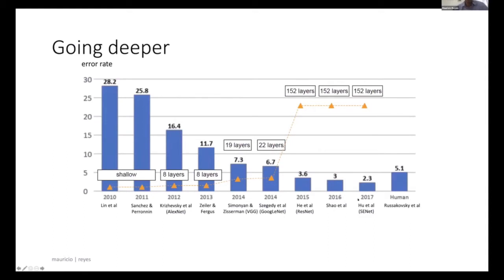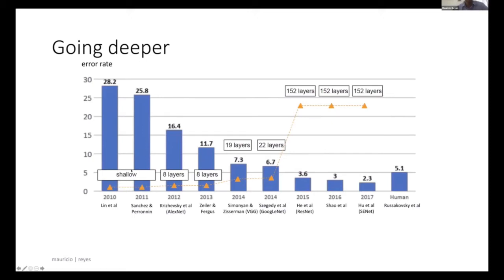The human performance is about here, with an error of about 5.1%. So when a human does it, it's about 5% error. In the past, 10 years ago, the error of the computer was about 28-30%, so about a factor of 4 worse. We started seeing the decrease of this error as we increased the depth of these neural networks.